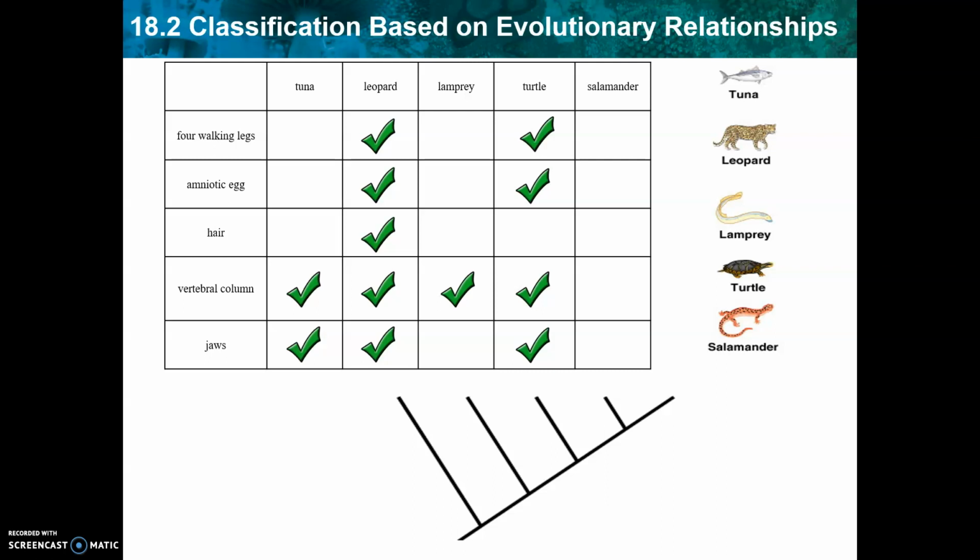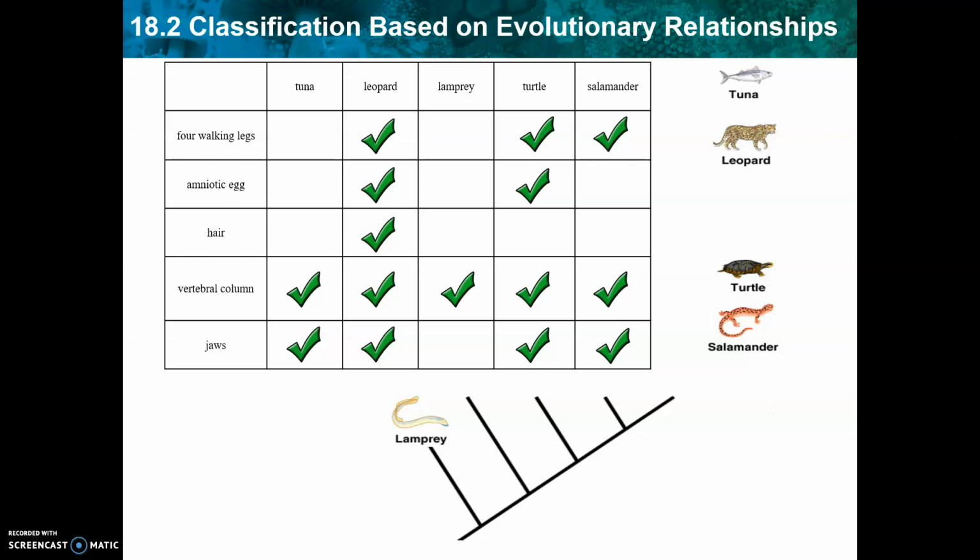And finally, the salamander, which is our amphibian, does have legs. As an amphibian, it has to lay its eggs in the water, so no amniotic egg here. No hair, does have a backbone, and it does have jaws. So now that we have our check marks in the correct place, we can start to place things on the cladogram itself. So as you look, the very first thing we're going to place on our cladogram is the lamprey.